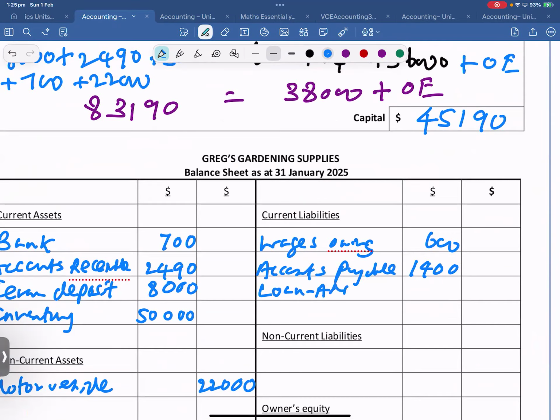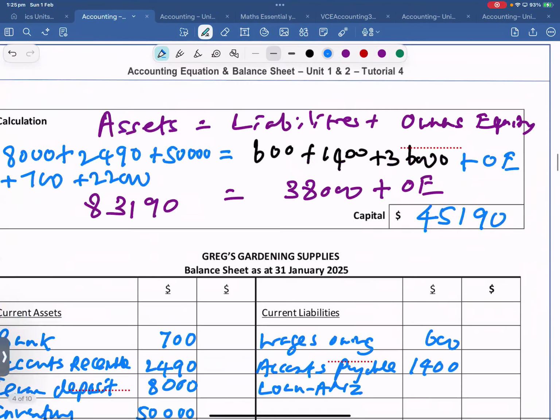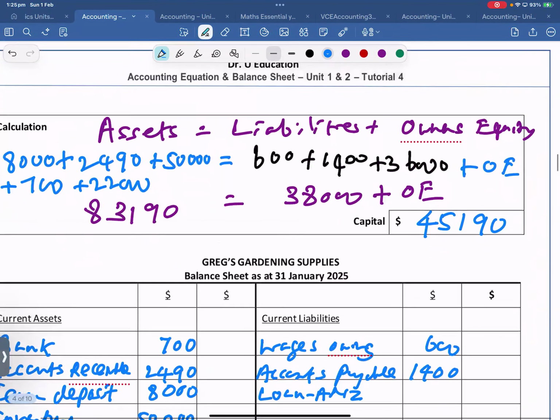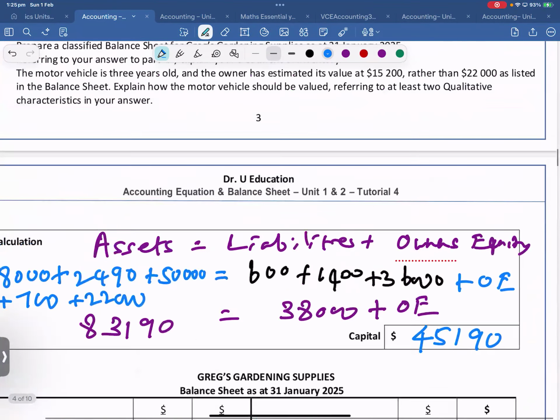So how much would be current? 1,000 only. Okay, how much did we say? For how long did we say for the current liability? 12 months.